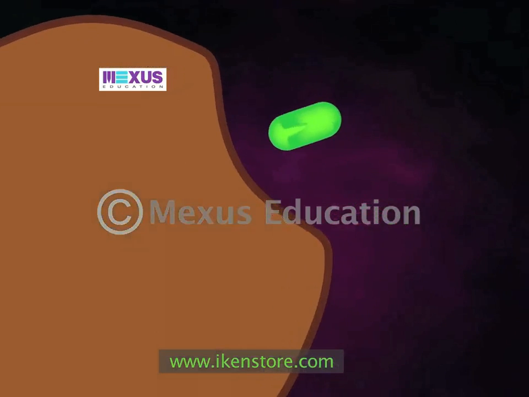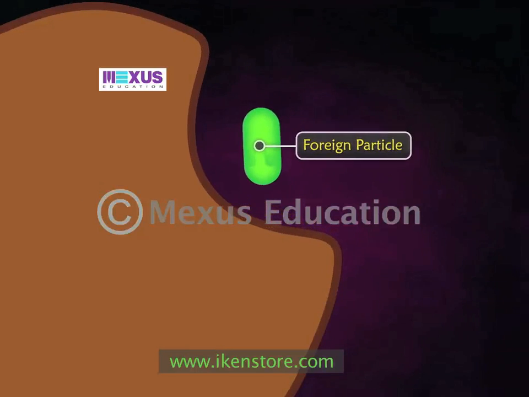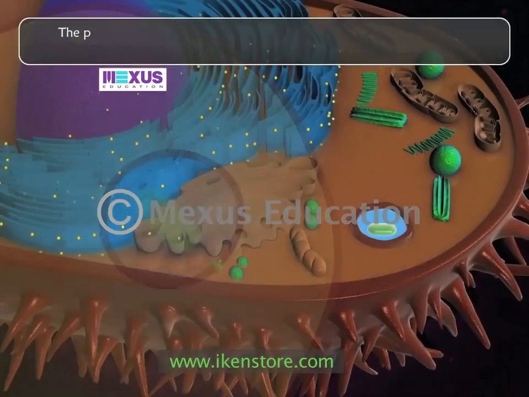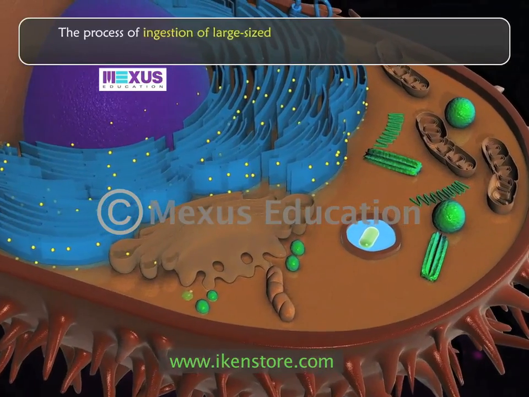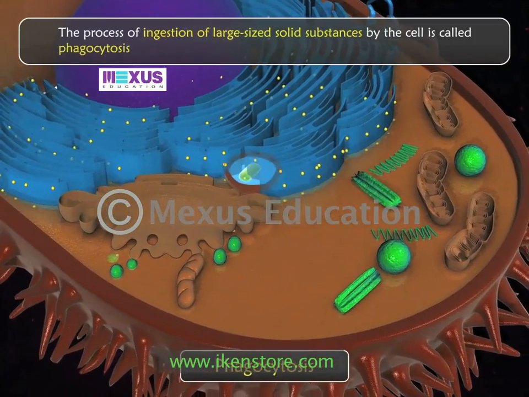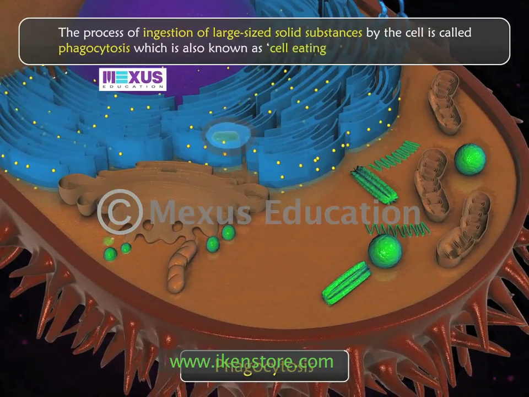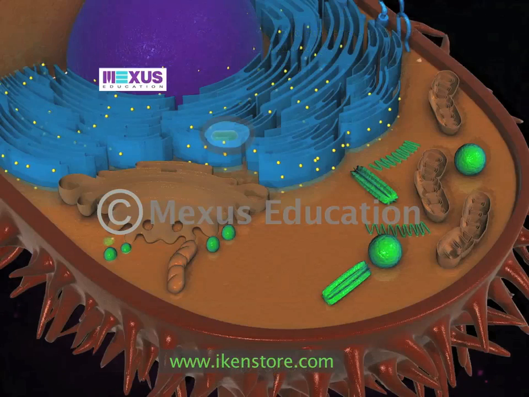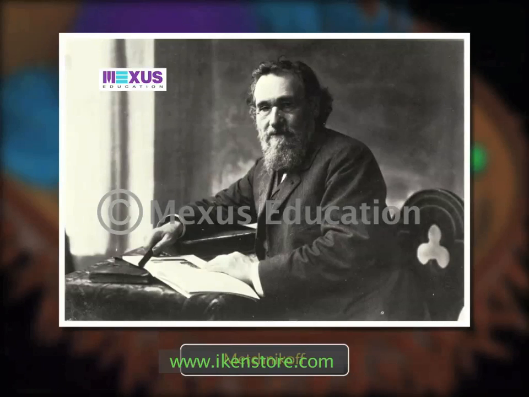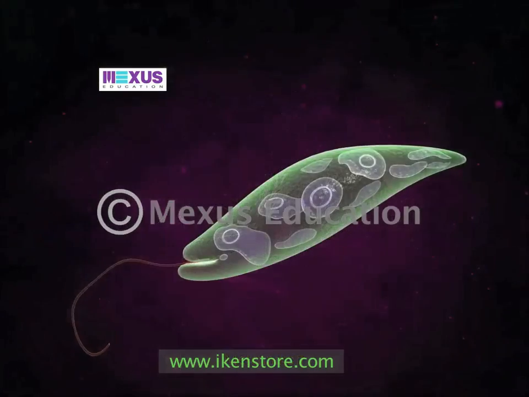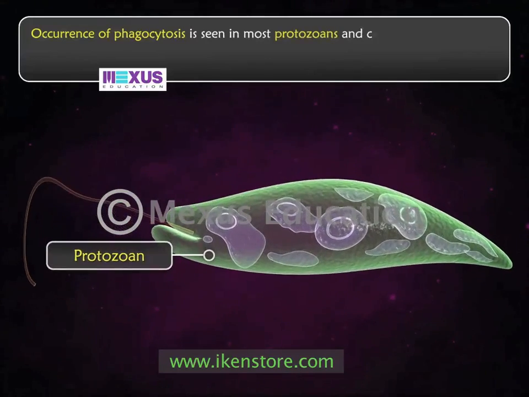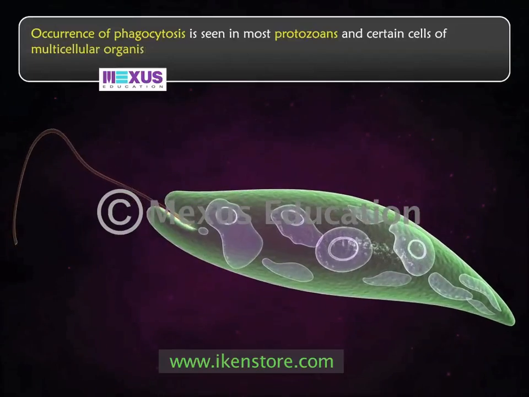Sometimes, large-size solid food or foreign particles are taken in by the cell through the plasma membrane. This process of ingestion of large-size solid substances by the cell is called phagocytosis, which is also known as cell eating. The term phagocytosis was coined by Russian biologist Metchnikoff in 1893. Occurrence of phagocytosis is seen in most protozoa and certain cells of multicellular organisms.